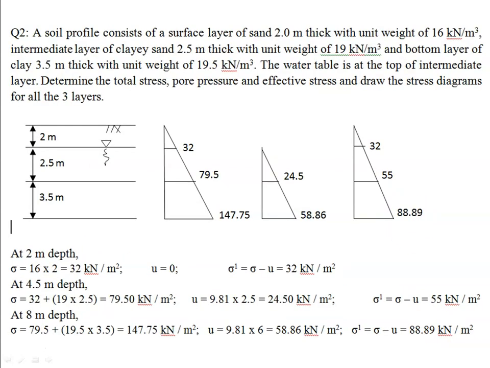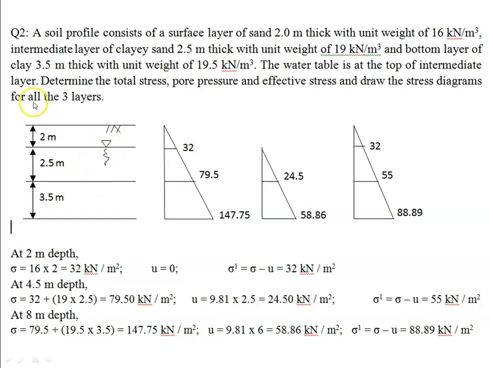Next example is, a soil profile consists of a surface layer of sand 2 meter thick with unit weight of 16 kilonewton per meter cube, intermediate layer of clay sand 2.5 meter thick and unit weight of 19 kilonewton per meter cube, and bottom layer of clay 3.5 meter thick with unit weight of 19.5 kilonewton per meter cube. So there are 3 layers with different unit weights. Then the water table is at the top of intermediate layer. So this is the intermediate layer. It is at the top of intermediate layer.